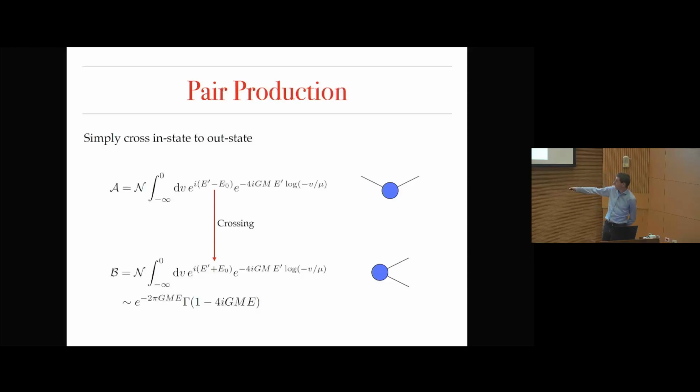Now you can go ahead and do the integral. The integral is straightforward. There's a gamma function. You pick up some exponential here. This integral here, of course, is also just as straightforward. You just get a different sign for the exponential factor.